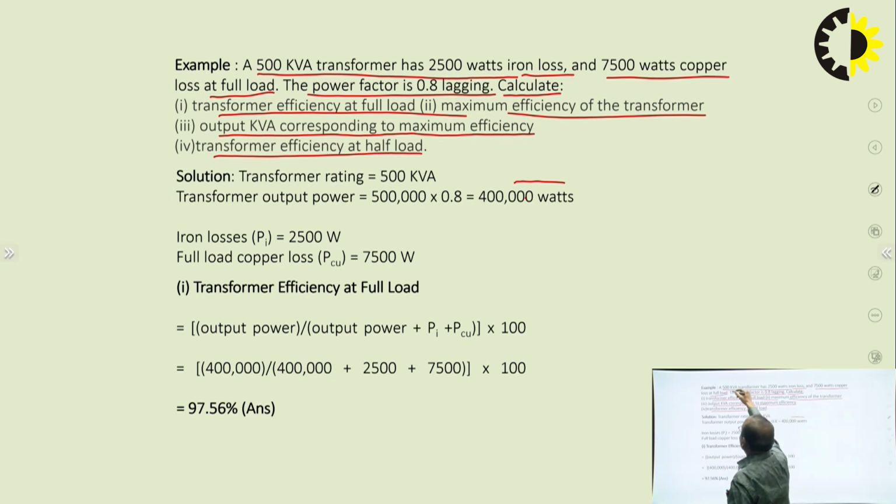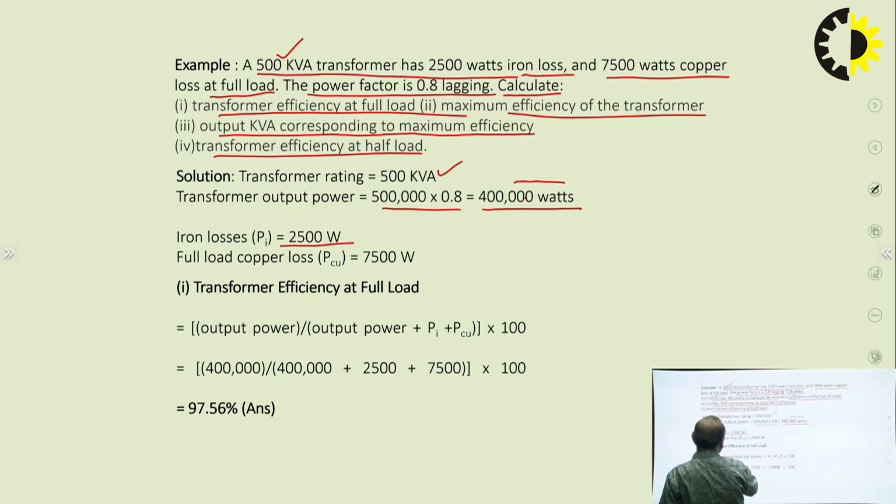So this value of power which is given and nothing is written with that, that represents rated power of the transformer or full load power of the transformer, which is 500 kVA as per this. So multiplying it by power factor, we get power in watts, that becomes 4 lakh watts, and iron losses are 2500 watt, that is given, they remain constant, they are independent from load. Full load copper losses are given 7500 watt.